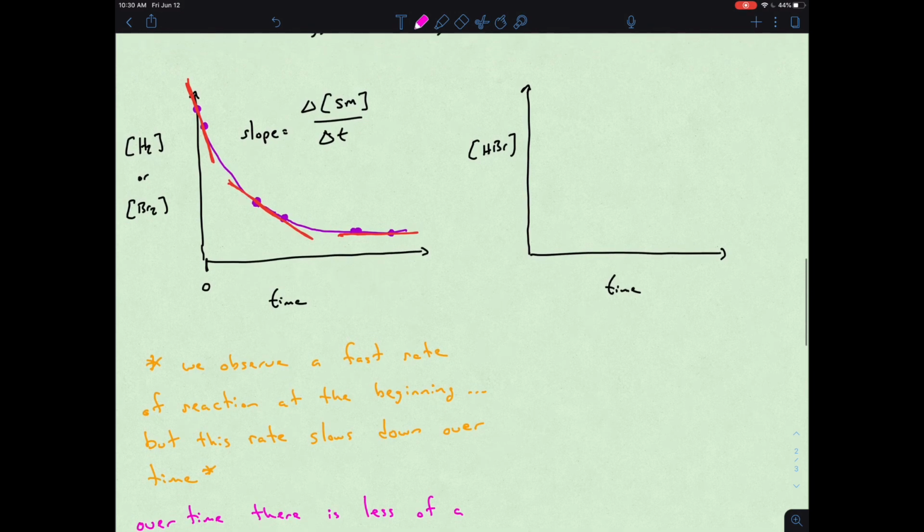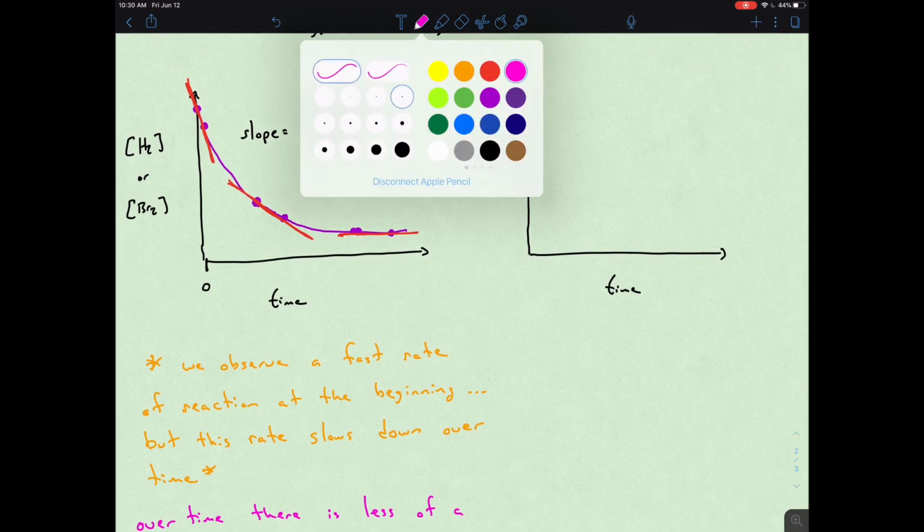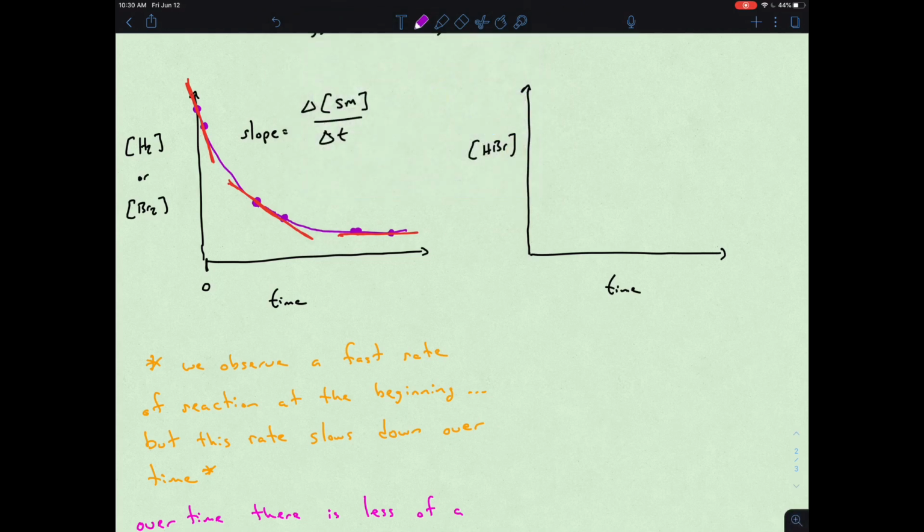In terms of our product, it's really the exact opposite. We would be starting at 0.